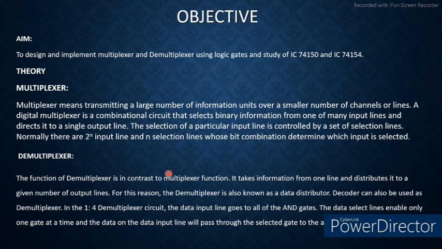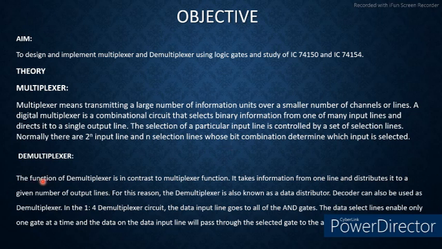Theory. Multiplexer. Multiplexer means transmitting a large number of information units over a small number of channels or lines. A digital multiplexer is a combinational circuit that selects binary information from one of the many input lines and directs it to a single output line. The selection of a particular input line is controlled by a set of selection lines. Normally, there are 2^n input lines and n selection lines whose bit combination determines which input is selected.